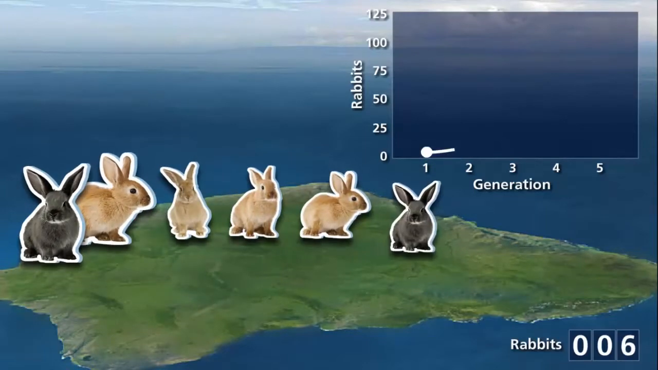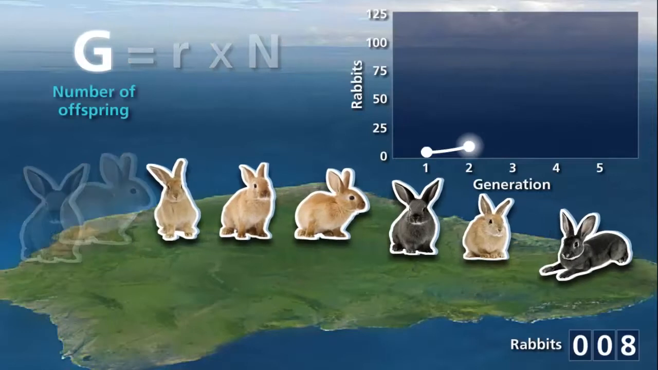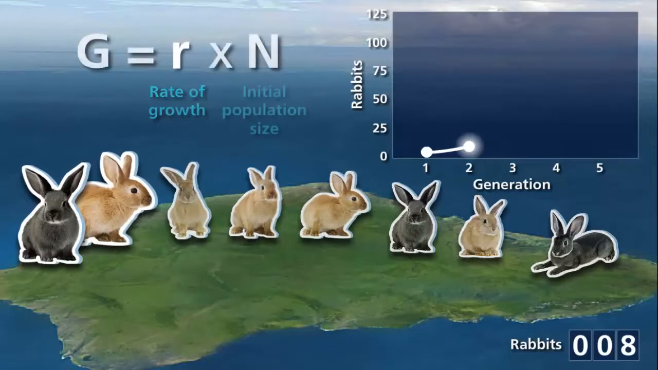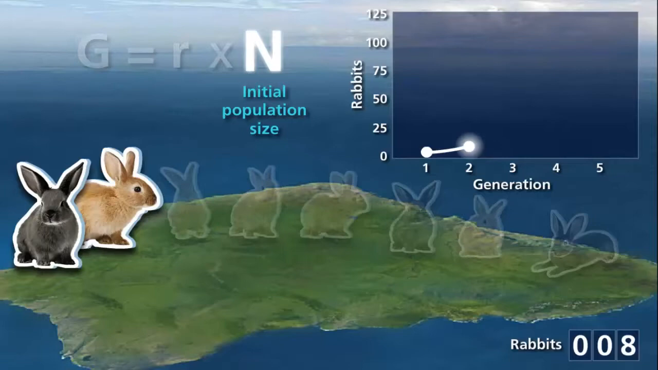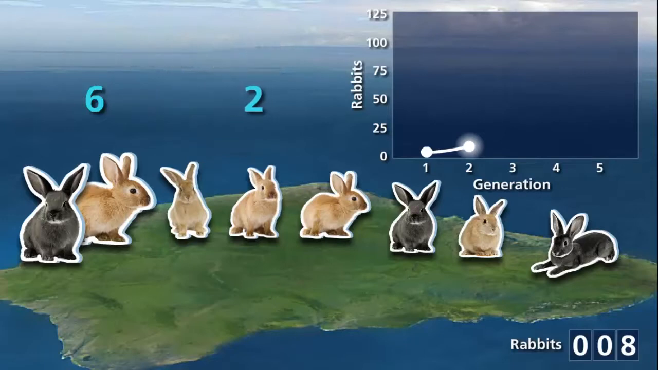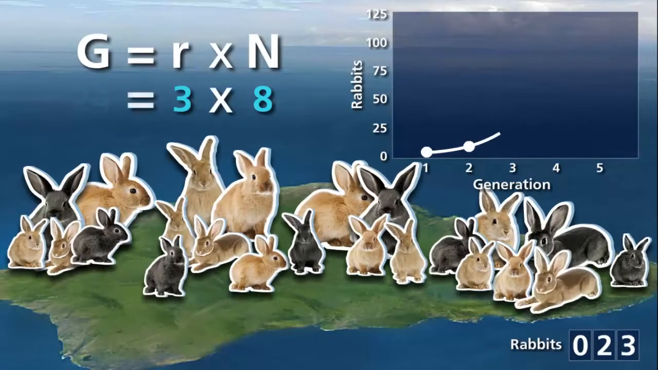The exponential curve follows the equation G equals R times N, where the number of offspring, G, will be equal to the rate of growth, R, which in this case is 3 rabbits per adult, times the initial population size, N, or 2. So in this example, G is 6, because the rate of growth is 3 rabbits per adult, and there were 2 rabbits in the initial population. After each generation, the new rabbits are added to the existing population, such that N in generation 2 equals G plus N from generation 1, or 6 plus 2, which is 8. The population follows an exponential curve that increases in slope each generation.